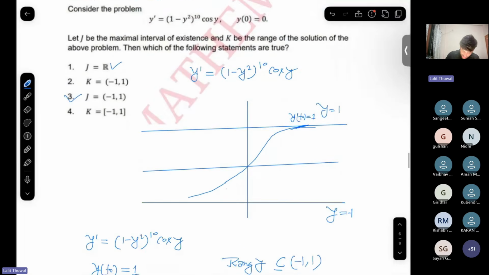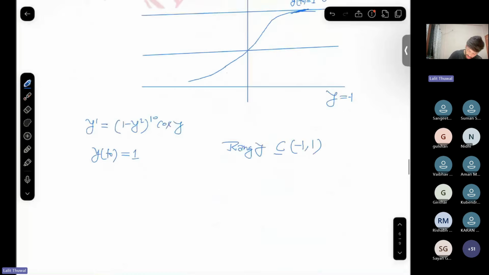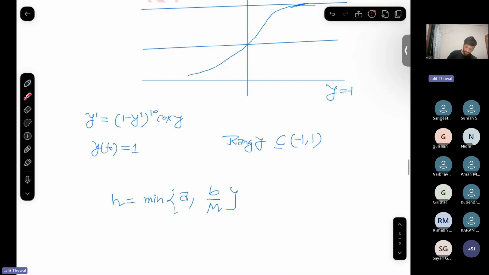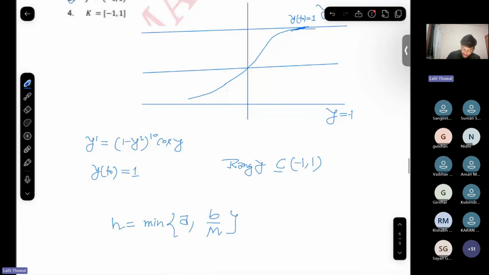I'll tell you. See, first of all, the interval should be R, because of how you find the maximal interval of existence: h is a minimum, you take a rectangle a or b by m. But when this m is free from b, then you get the maximal interval of existence equal to R. You might have done that already, so I will not do it here.